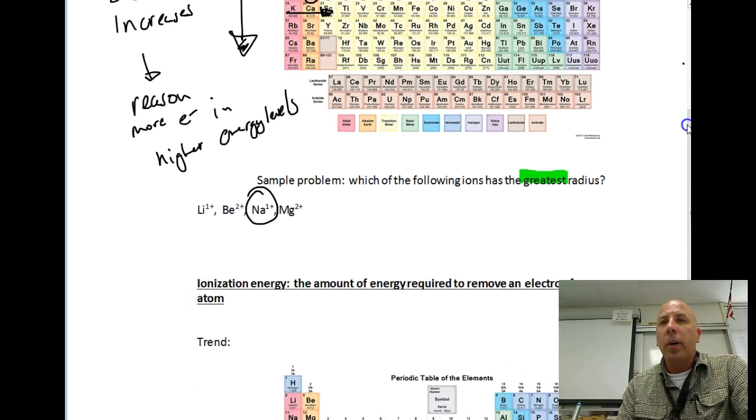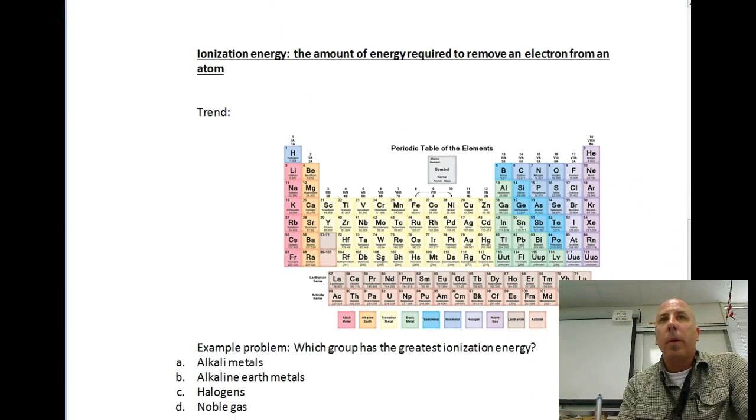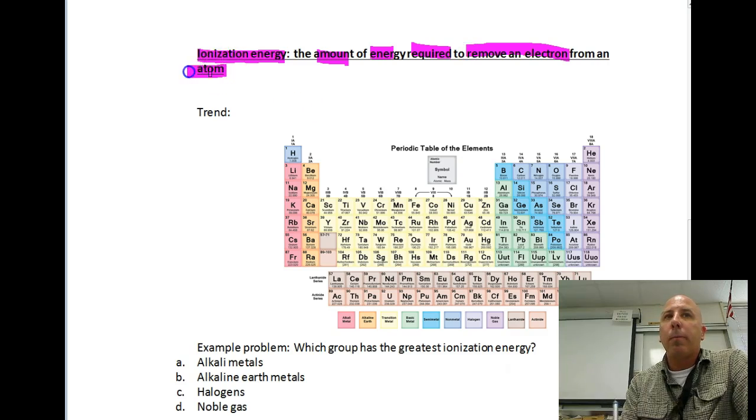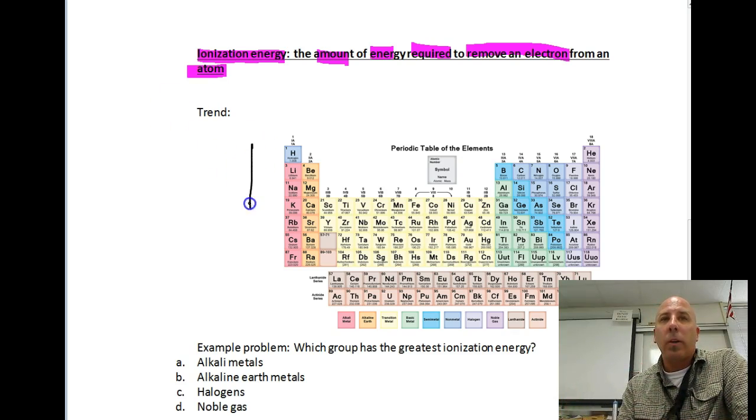And our last trend that we're going to deal with today is ionization energy. Ionization. So this is going to be the amount of energy required to remove an electron from an atom. To remove an electron. And we would expect atoms that easily give up electrons are going to have a very low ionization energy, and atoms that do not give up electrons will have a high ionization energy. And so here is our trend.